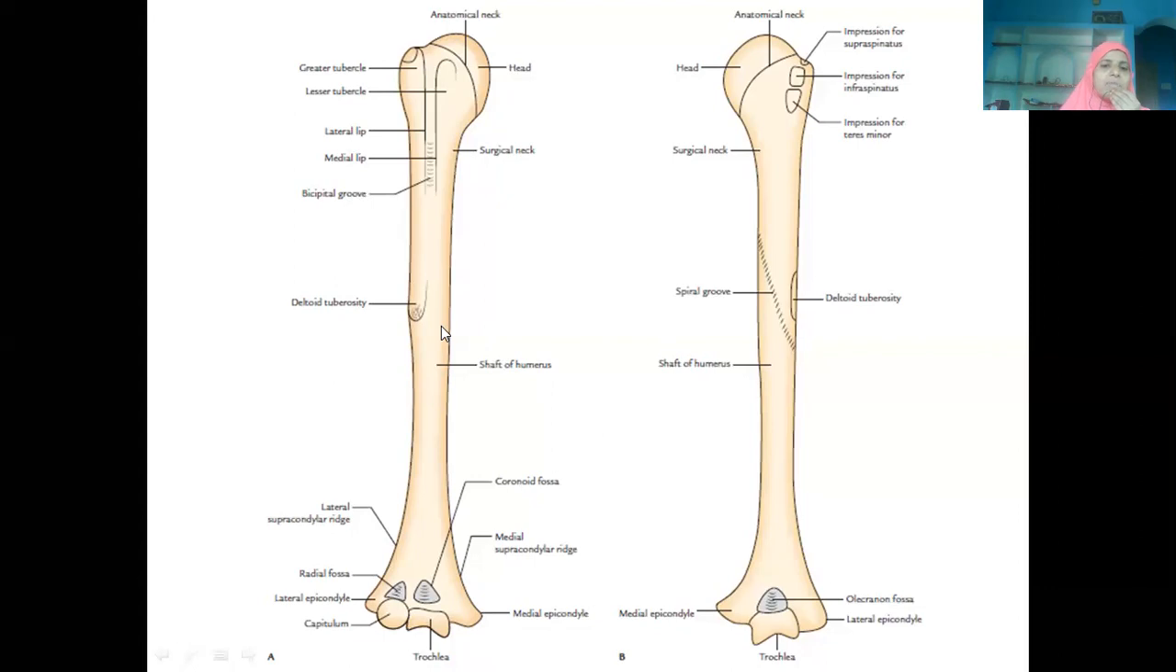Now, humerus is one of the long bones we see in the arm. Any long bone will have three parts. You have to study it under three headings, that is upper end, shaft, and lower end. Now let us talk about the upper end. When you look at the upper end, it has the head, and the immediate surrounding area around the head is called the anatomical neck.